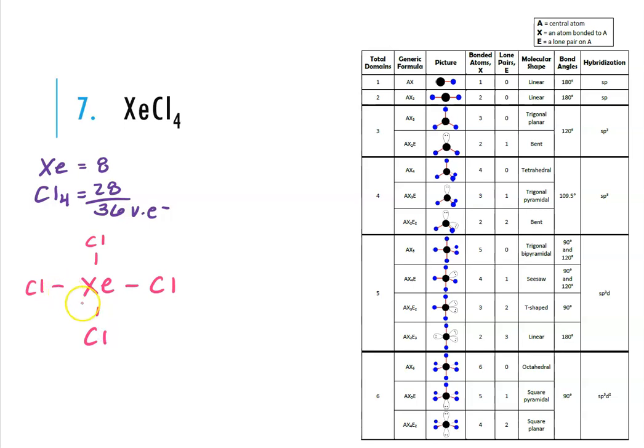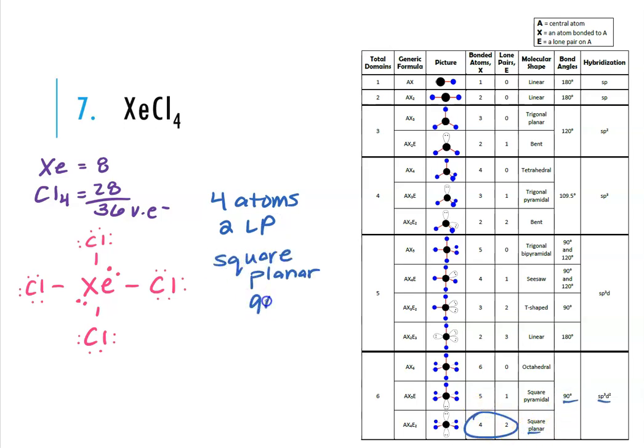All right, so 2, 4, 6, 8, and then counting up to 36. I had leftover electrons, so I put them on the central atom. So I've got 4 atoms on the xenon and 2 lone pairs. So 4 and 2, square planar, 90 degrees, sp3d2.